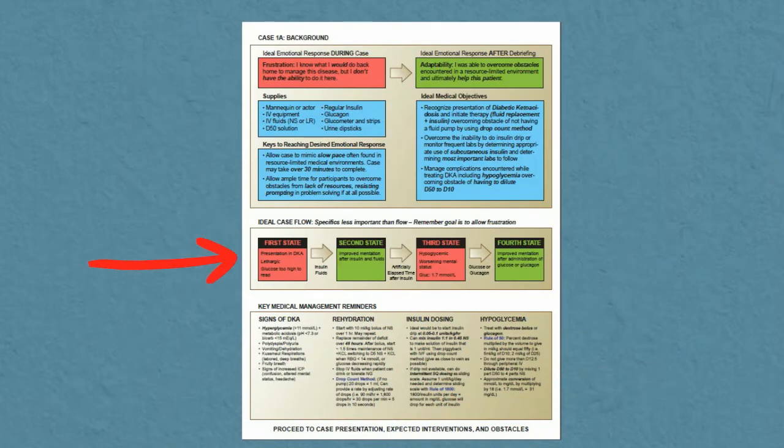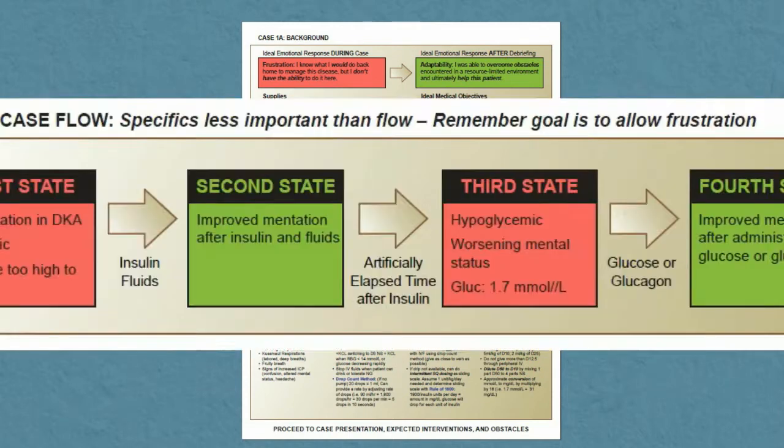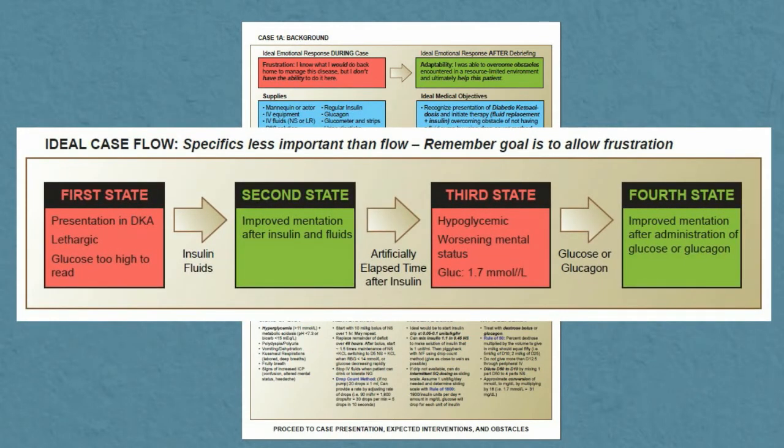Now let's take a look at the ideal case flow. You'll have one of these for each of the cases. This gives you a 10,000-foot view of where the case should go. In this case, the patient initially presents with signs of DKA, improves slightly after some fluids. Note that we'll have to artificially elapse time once insulin is given to allow for the third and fourth state to occur, where the patient becomes hypoglycemic and again improves after administration of glucose.